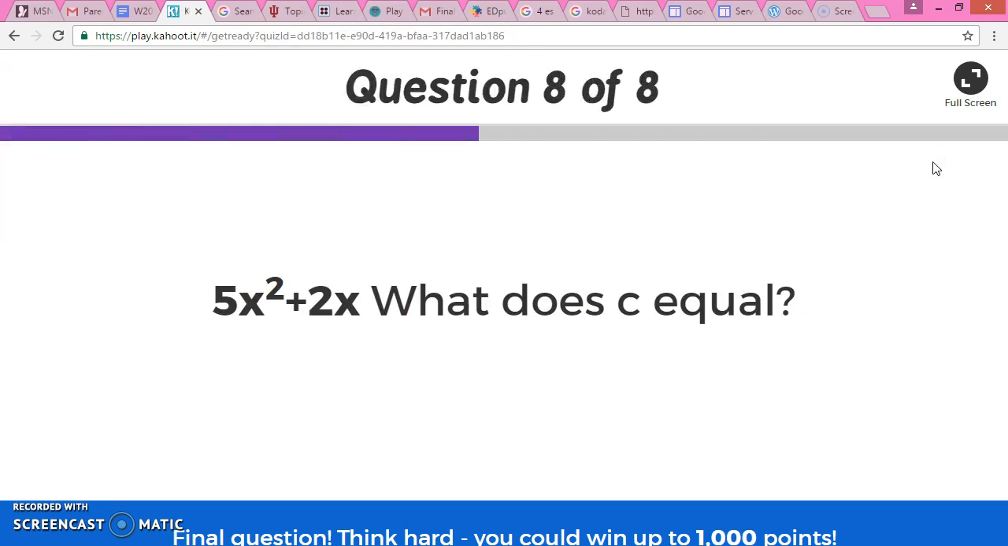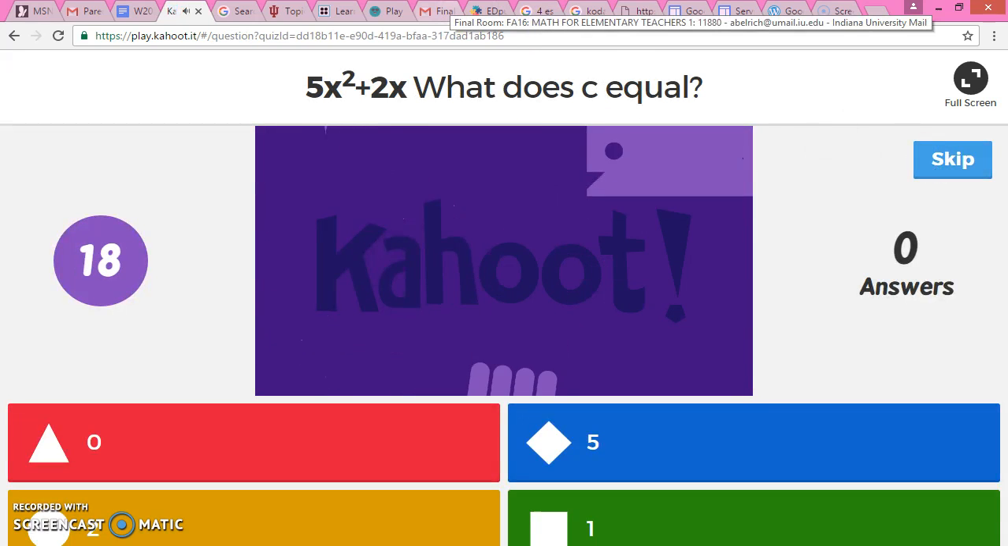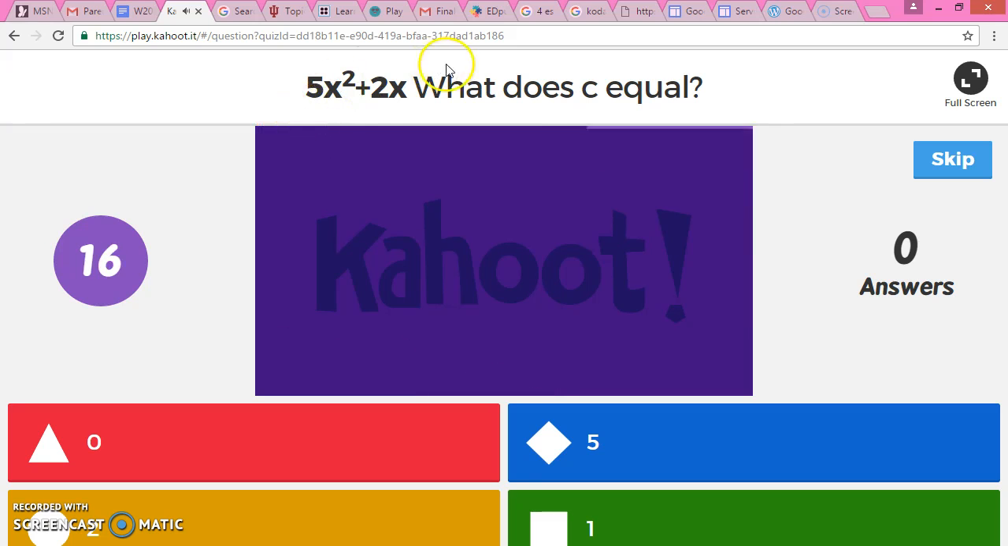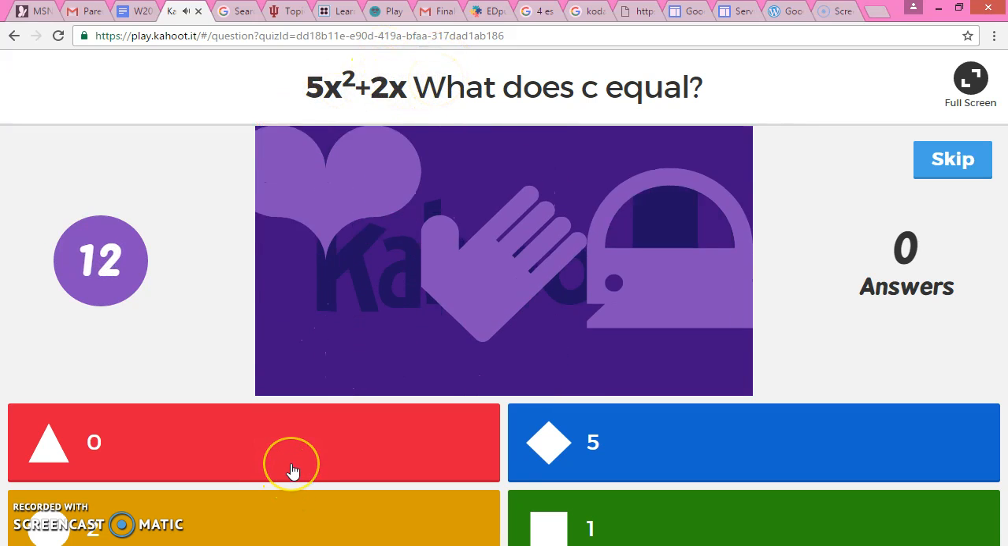And then this is the final question, 8 out of 8. So it would be like, what does C equal? Well, you've got your A here and your B here, but you have no C. So C would be 0, which is triangle.